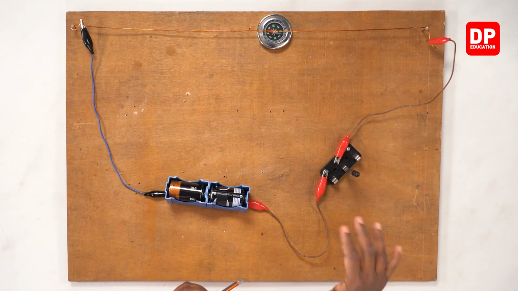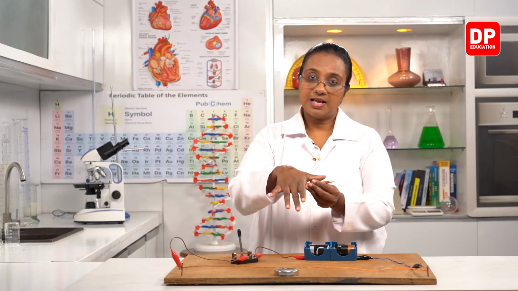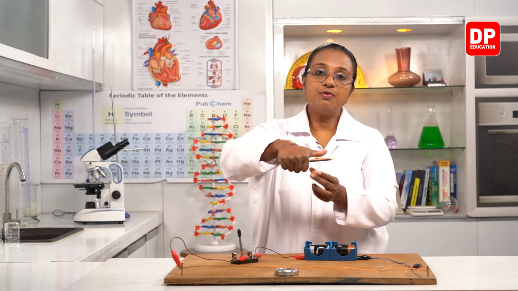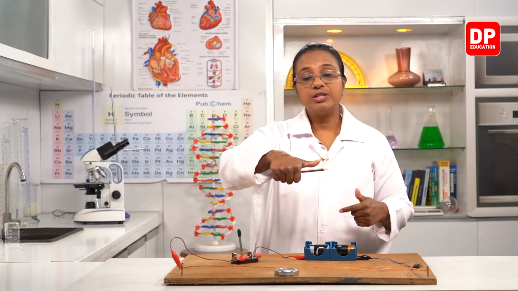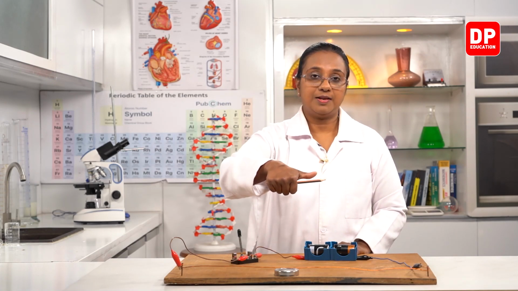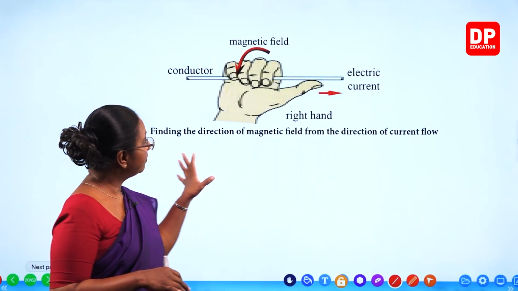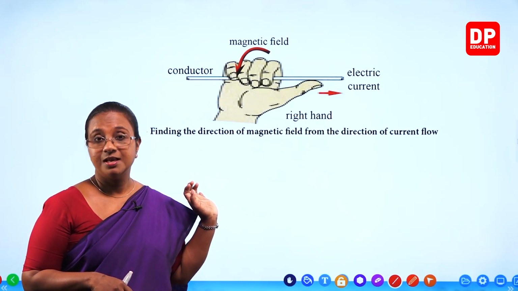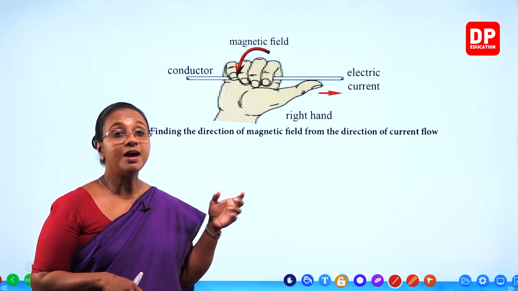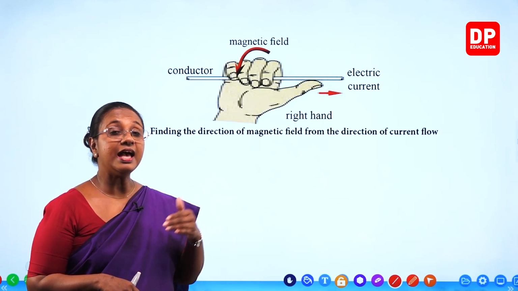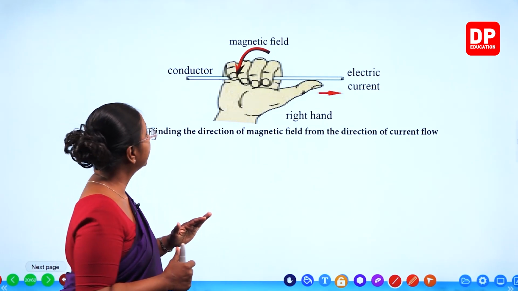Always use your right hand. Thumb should point towards the direction of the current, and when you fold your fingers, they show the direction of the magnetic field. So children, you all were able to see this right hand grip rule. I demonstrated it using the activity, so you were able to see.